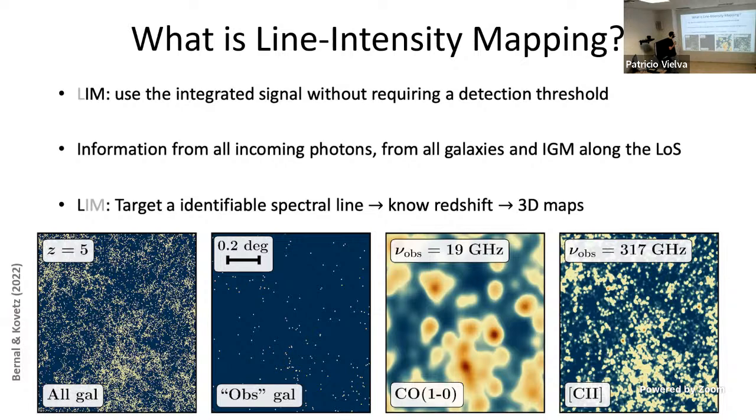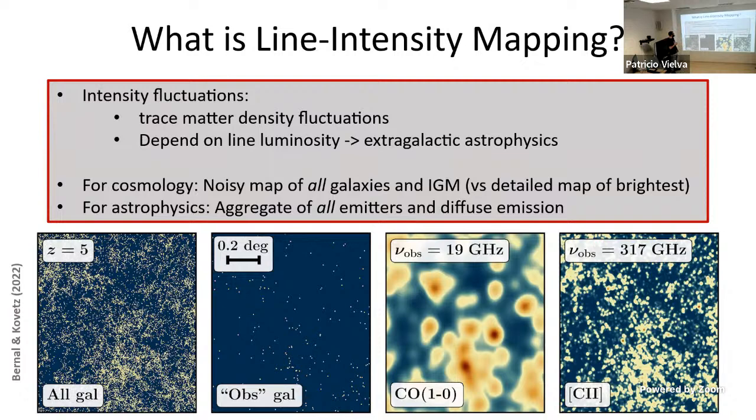So basically, as a rule of thumb, intensity fluctuations trace at both times the matter density fluctuations, because this distribution at large scales corresponds to the distribution of galaxies, which in turn is a biased tracer of the matter density, but also depends on the line luminosity of each of these galaxies. So for cosmology, you can think of it as a noisy map of all galaxies and the intergalactic medium, complementary to a very detailed map of the brightest points. And for astrophysics, it returns the aggregate of all emitters and the diffuse emission, while from luminosity functions, you can only probe a very specific population of the galaxies.